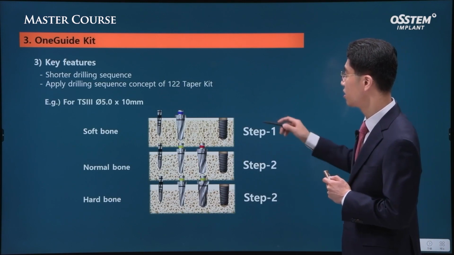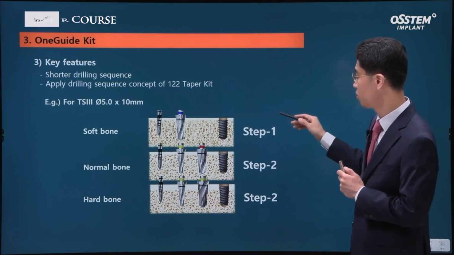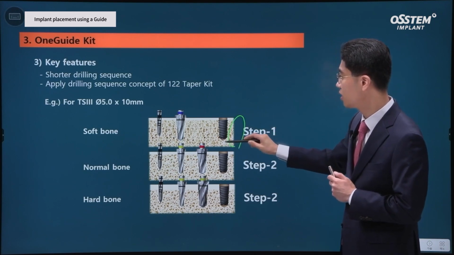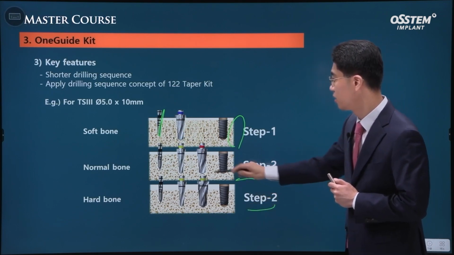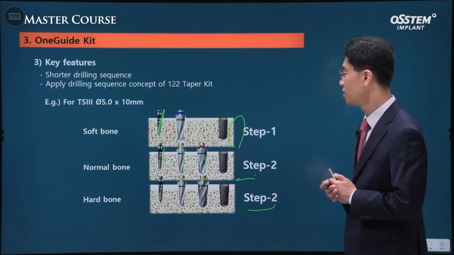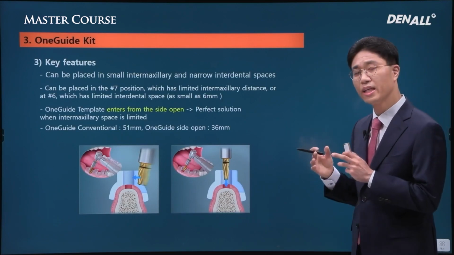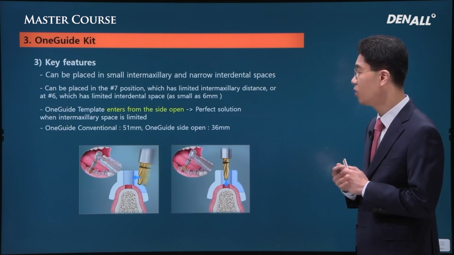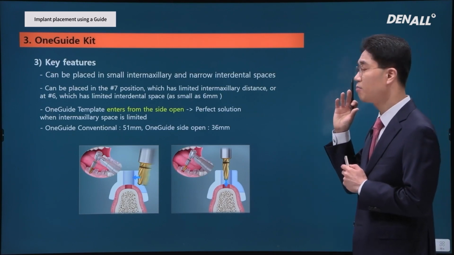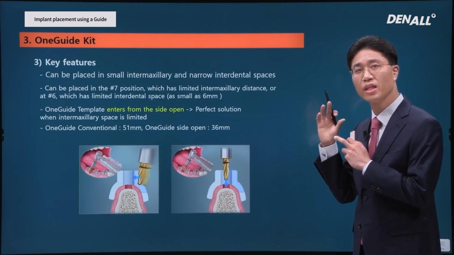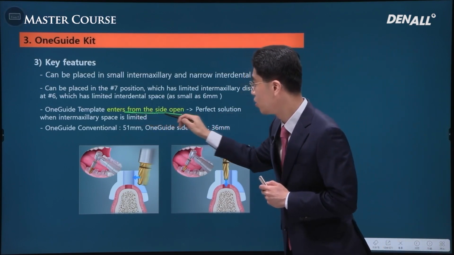There are different drills and tools within the kit. To take a brief look, if the bone is soft, you can use the two options here. And if the bone is normal bone or hard bone, you can use 3 drills to place the implant. Another characteristic is that in the One Guide Kit, there is an open sleeve and a closed sleeve. In the case of lower number 7, if we need to place an implant in the most distal tooth, it will be difficult for the patient to open the mouth when a guide is inserted. Therefore, before surgery, you can order a guide with open sides.